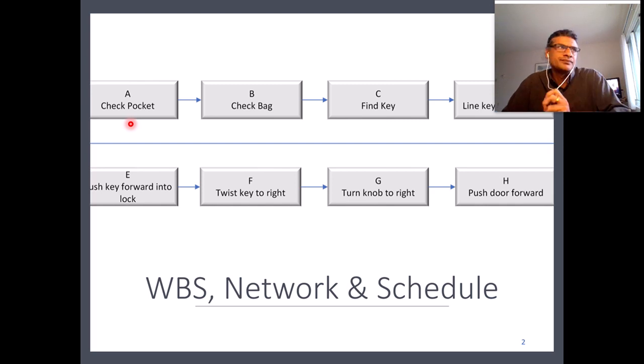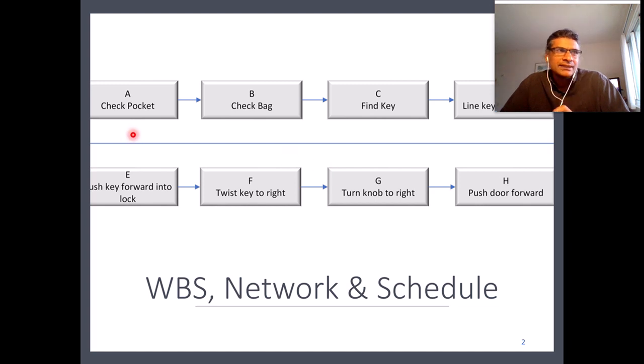Now you are moving on to checking the bag. Your objective is to find the key. Then activity C, you find the key, you line the key up with the lock groove, push the key forward into the lock, twist the key, then activity F, turn the knob to the right, push the door forward. You may be doing a different set of activities to open the door.